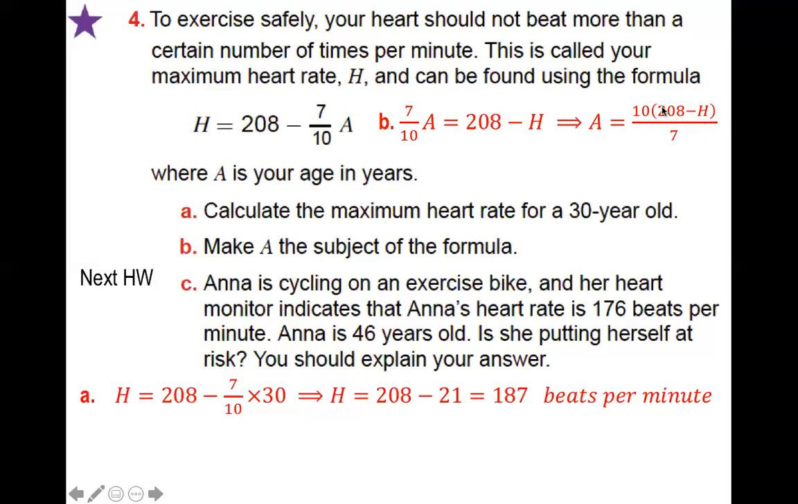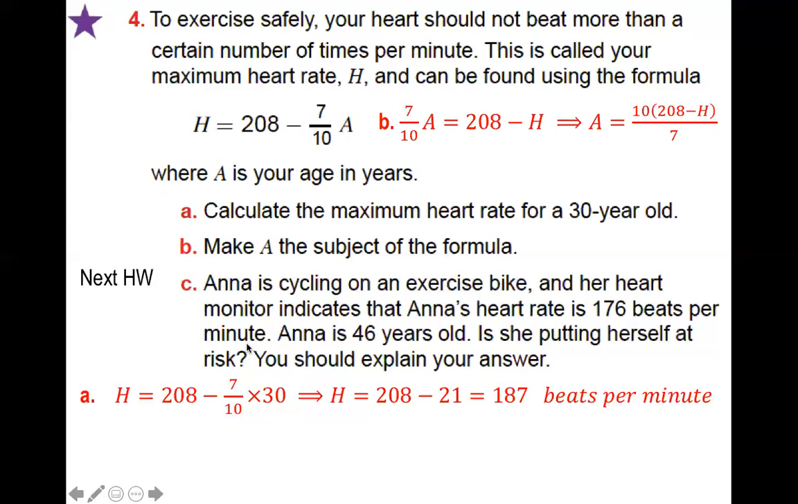Okay, so if I ask you, for example, how do I get age equals 0? For a baby, you could say that it's just a newborn. 208 take away 208 will give me a 0 here. So you would say the maximum heartbeat for a newborn would be 208, which sometimes doesn't work like that. It's more for maybe adults if you think that way.